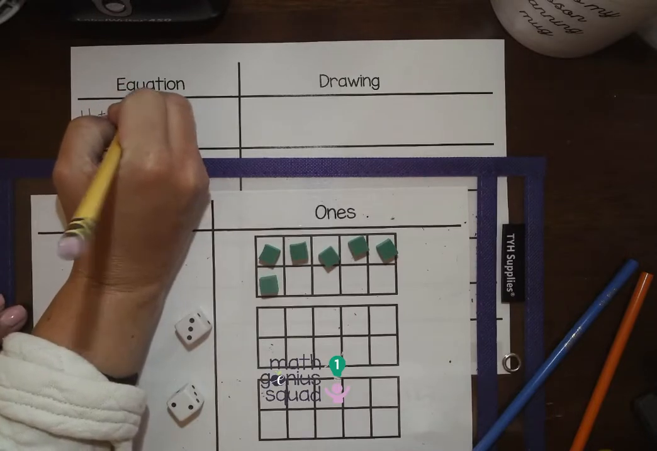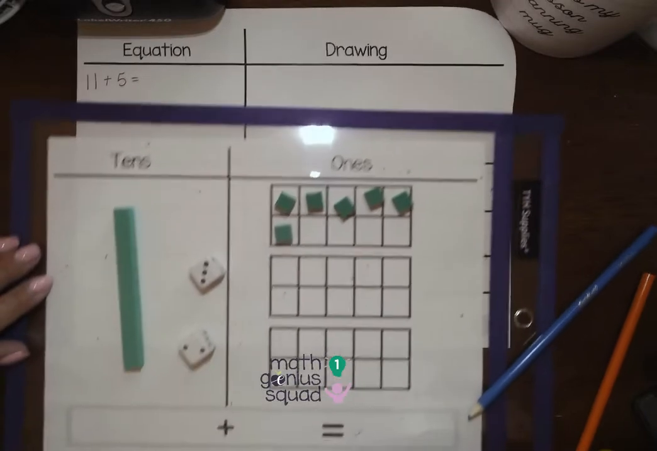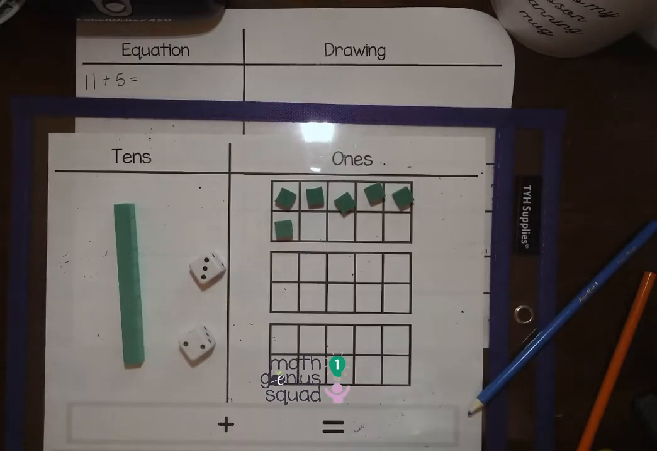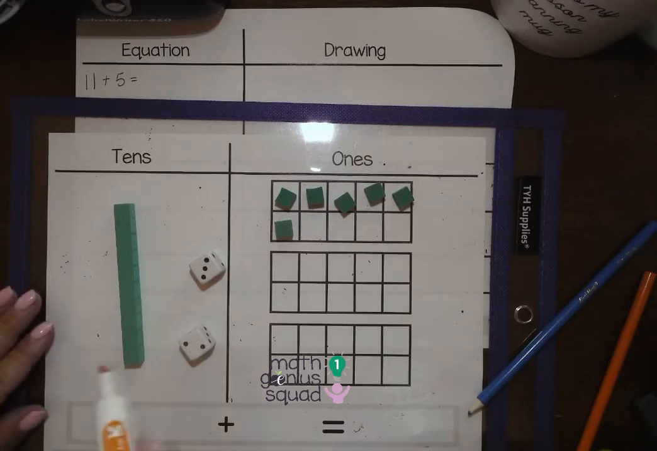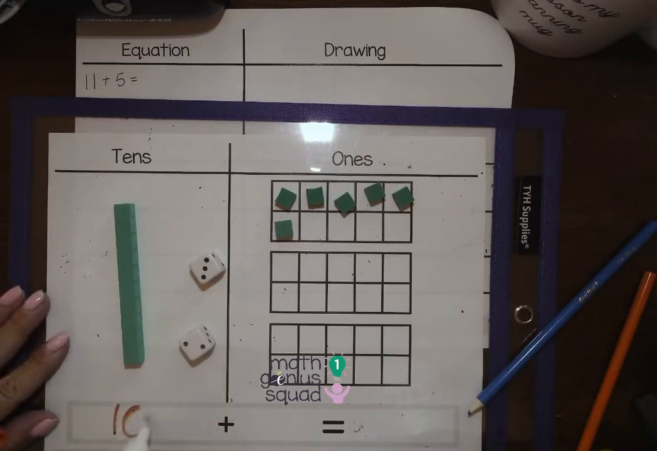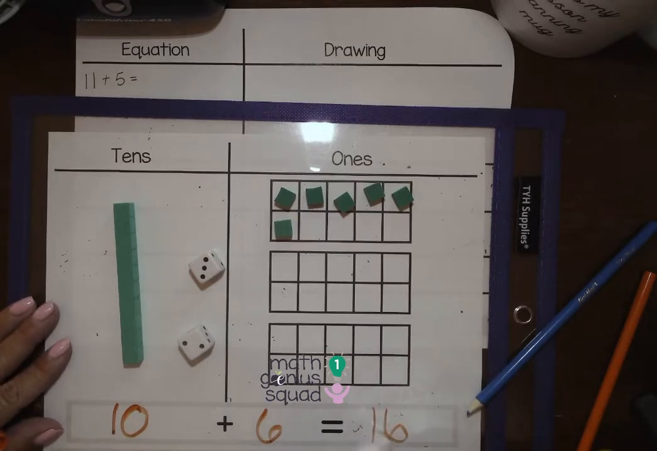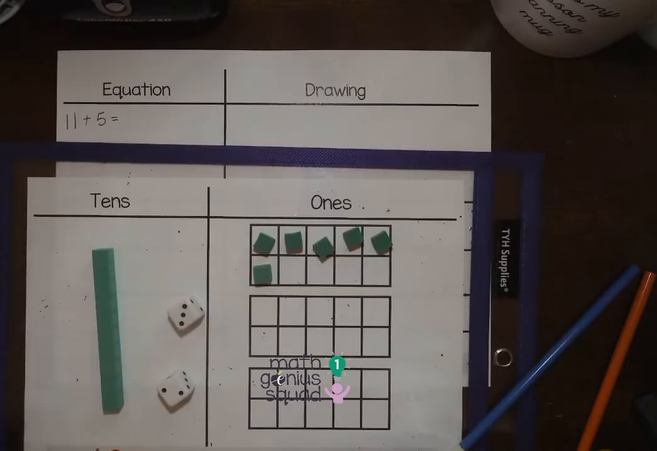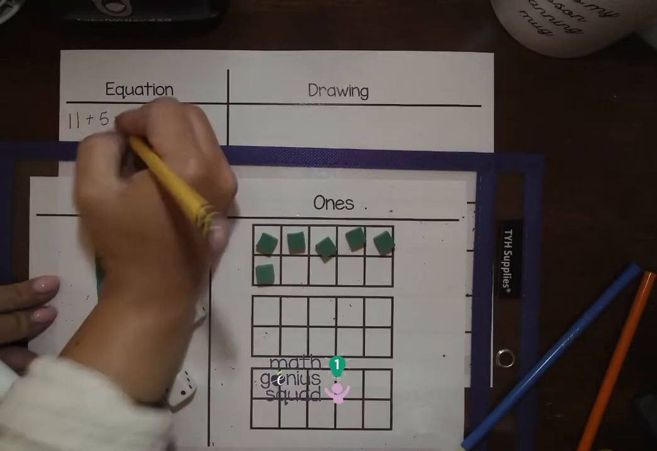5 equals, and now I'm going to build that number at the bottom of my sheet here if you want that extra step, or you can just have first graders add it up in their heads. But I like the idea of having to document the 10s, document the 1s, and then write what it is. My number is 16. So I know that 11 plus 5 is 16.